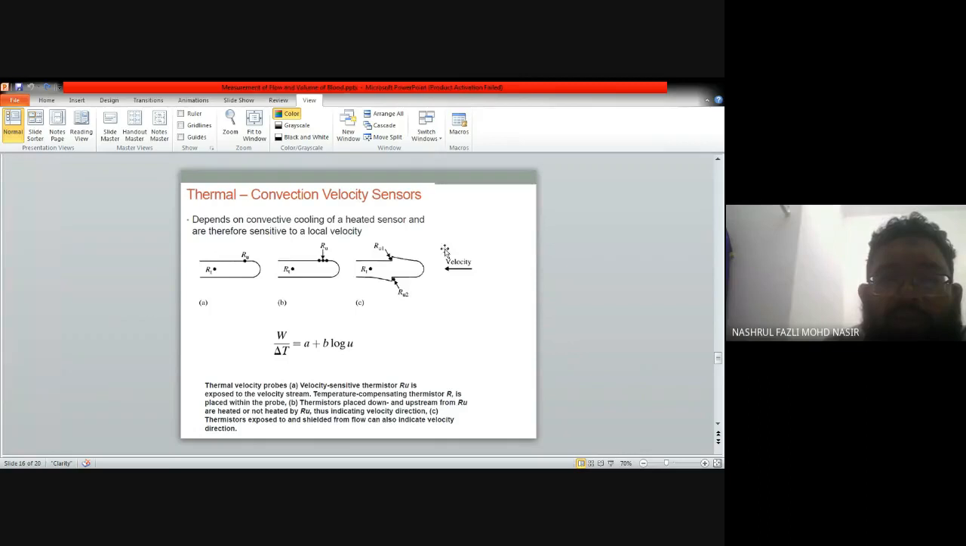So, this is shielded. This is exposed. So this is the equation, again the heat dissipated by the thermistor. Then delta T is the difference between the temperatures. A is the constant, B is the other constant, and then you have the log of the velocity U.